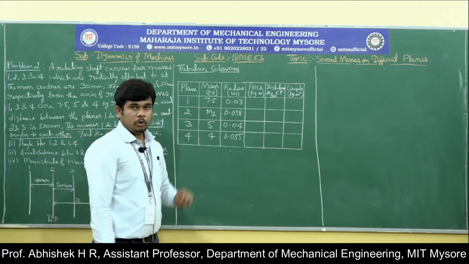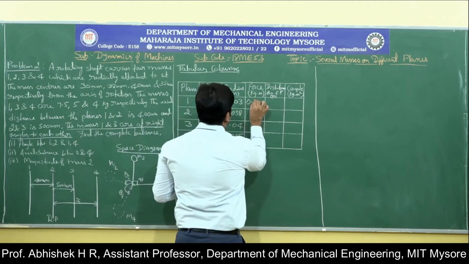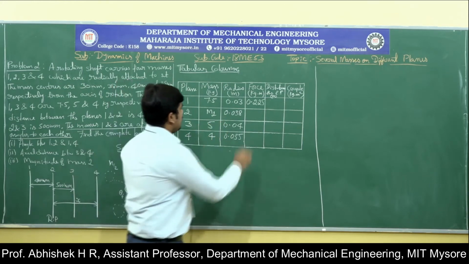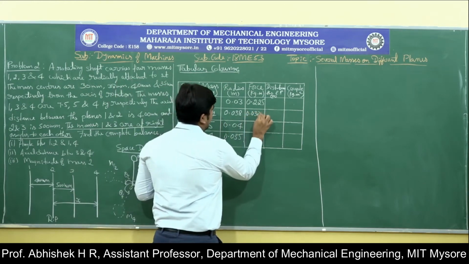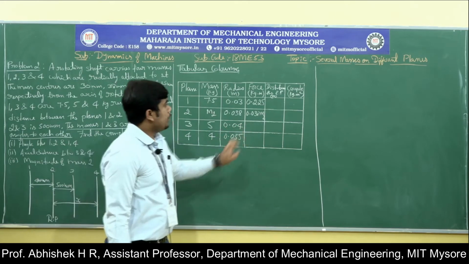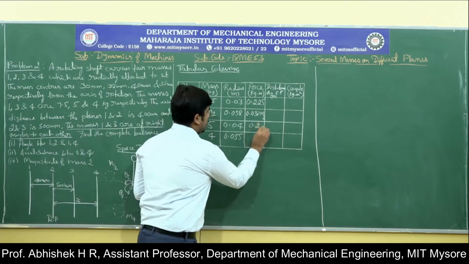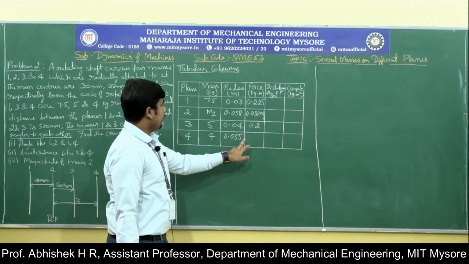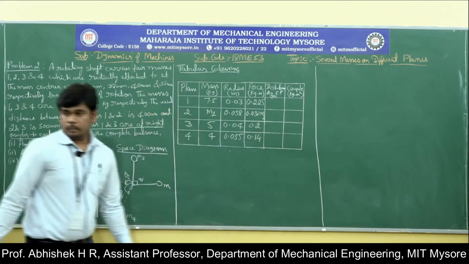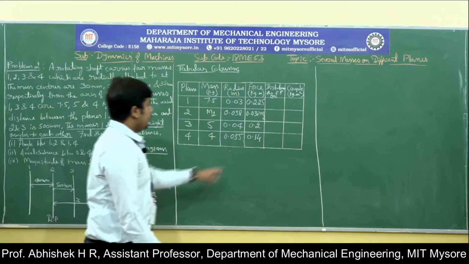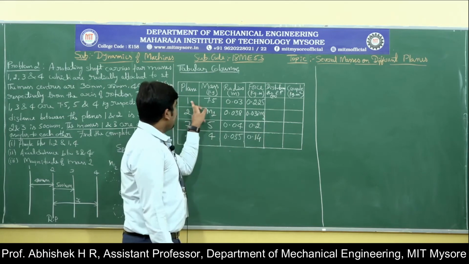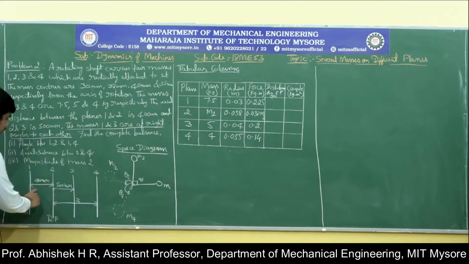Now for the force, mass into radius: 7.5 into 0.03 will be 0.225 kg meter. Then m2 into 0.038, that is 0.038 m2. Then 5 into 0.04 is 0.2, and 4 into 0.035 will be 0.14.